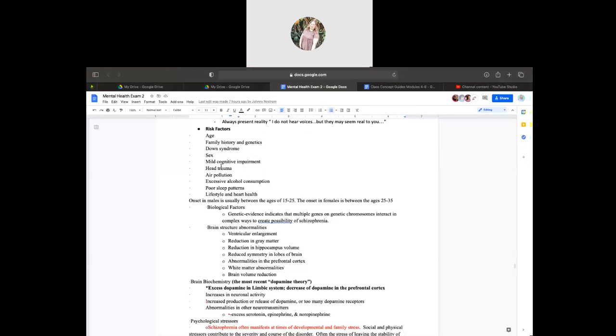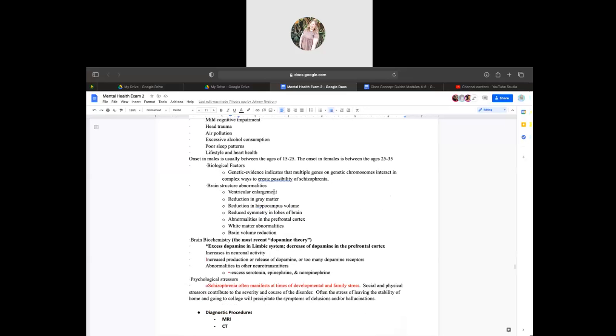If your brain is messed up, then it can cause that neurotransmitter imbalance to occur. Air pollution, alcohol consumption, because alcohol consumption can cause hallucinations and delusions. Poor sleep patterns, and then lifestyle and heart health.